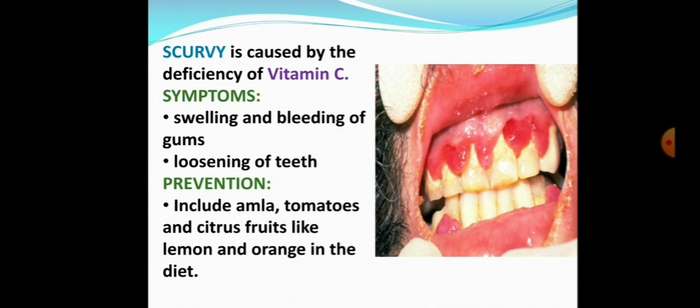How can we prevent scurvy? If we want to prevent scurvy, we should eat amla, tomatoes, and citrus fruits like lemon and orange. Citrus means sour in taste. So we should include citrus fruits like lemon and orange in the diet.